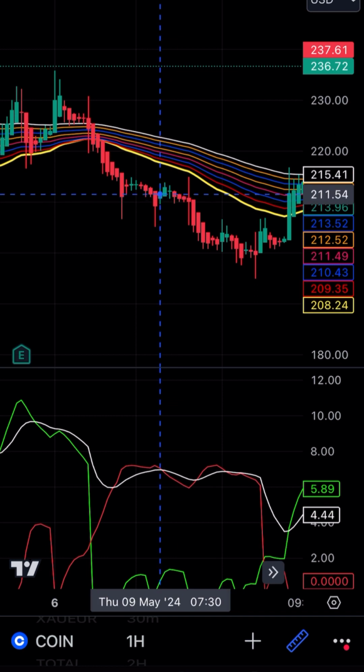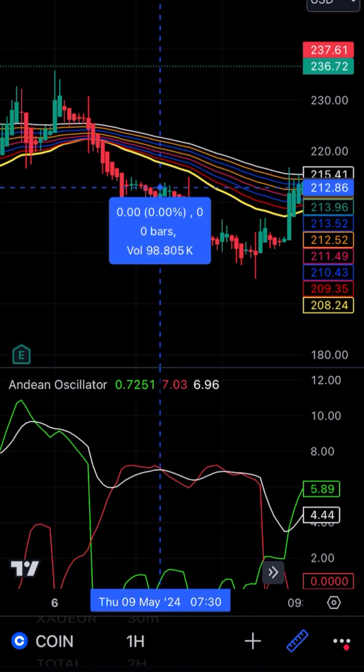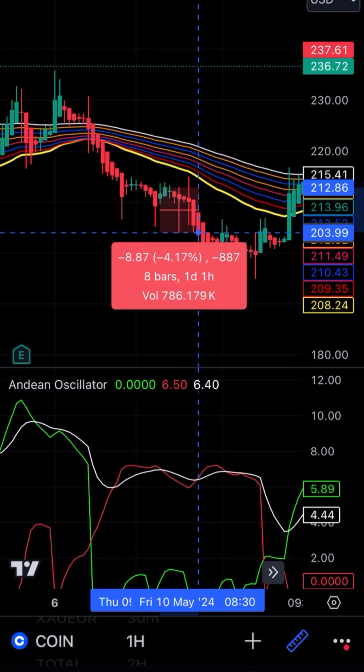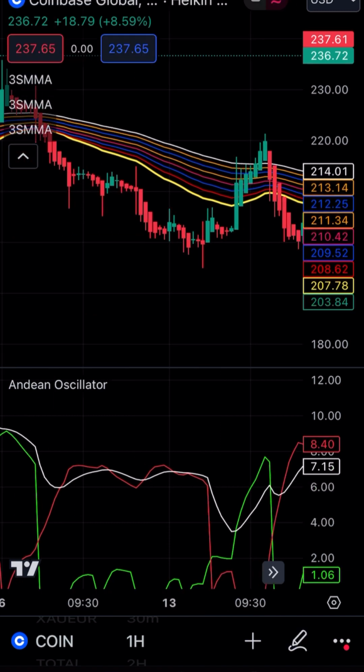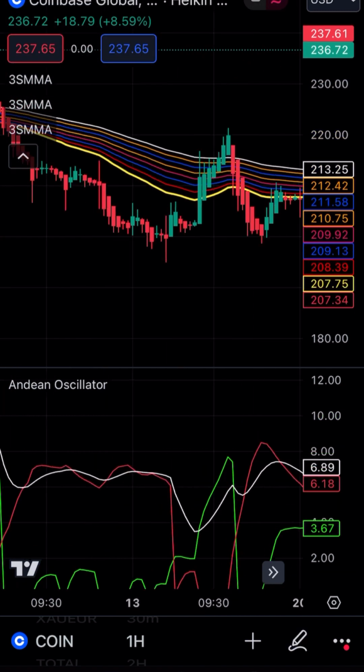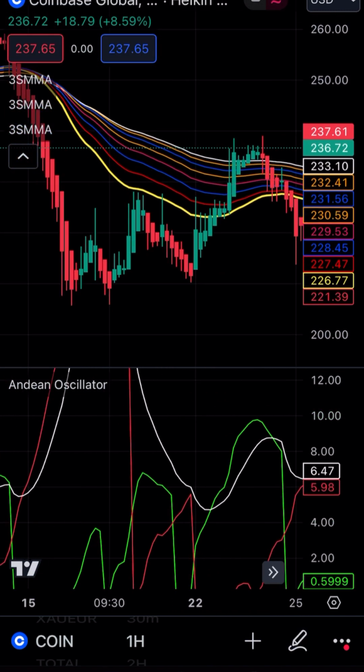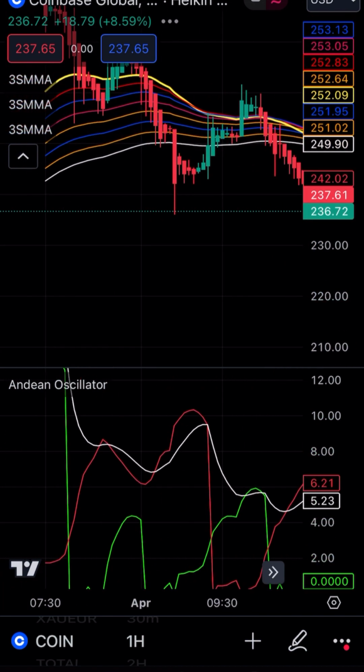But you see, right about here's another trade. It's very brief, but you still made about $1,000 there. And let's look at one more cycle with Coinbase.